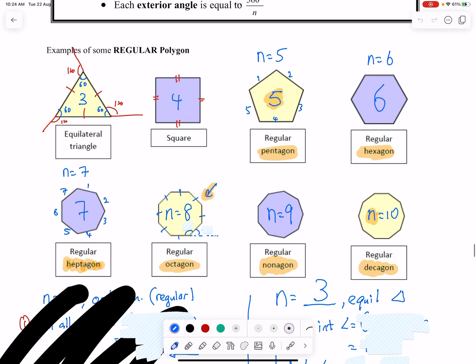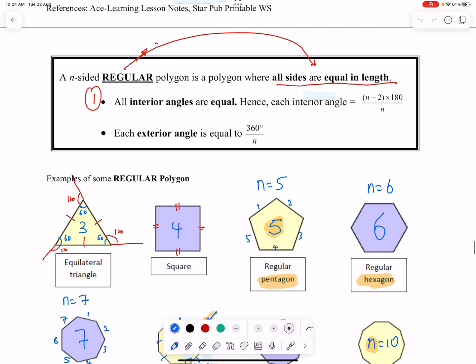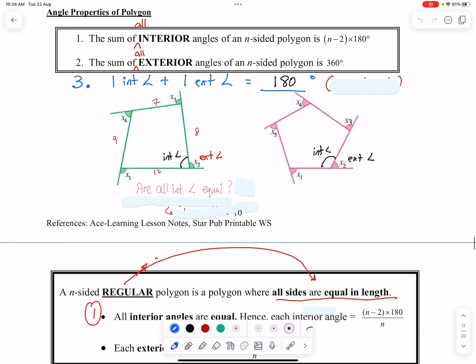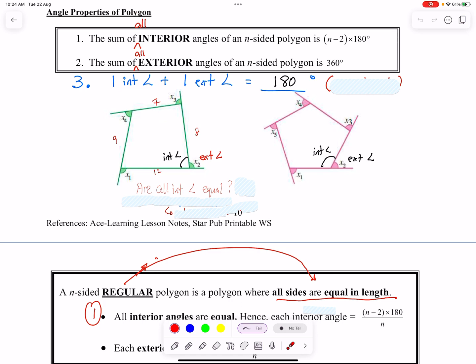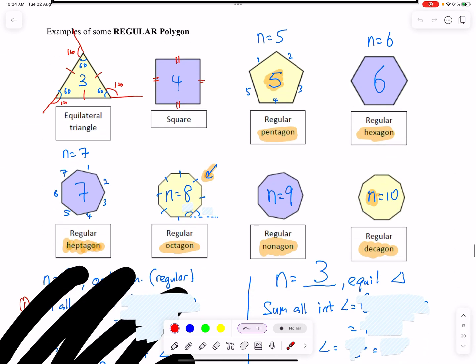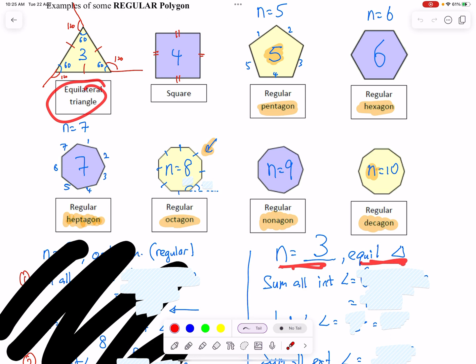Now let's take a look at polygons, and let's try and make sense of the three formulas that you see here, and how they actually work out for all the shapes. So let's work with something that you are very familiar with. Let's start with a triangle. So when n is equal to 3, I want you to also copy this down into your notes. When n equals 3, we know that this is called an equilateral triangle.